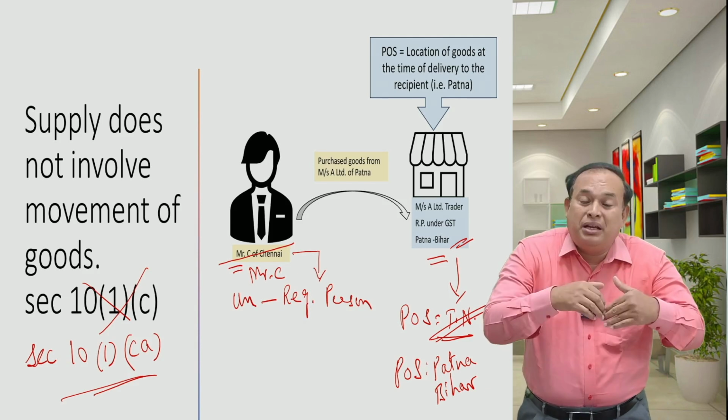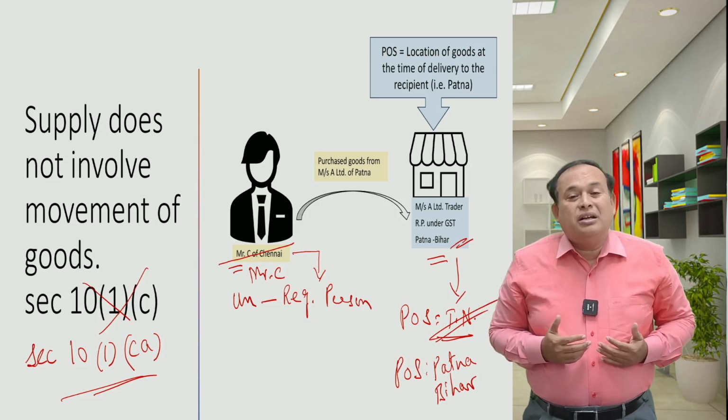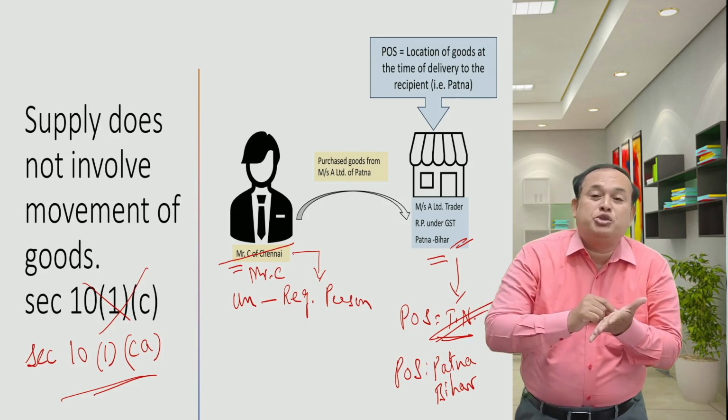Is he liable to pay in that bill? Issued to that particular buyer who is a migrant worker in our given example, IGST will be charged, IGST.